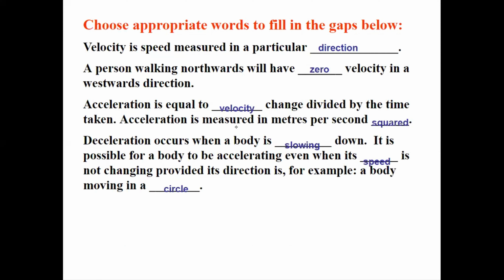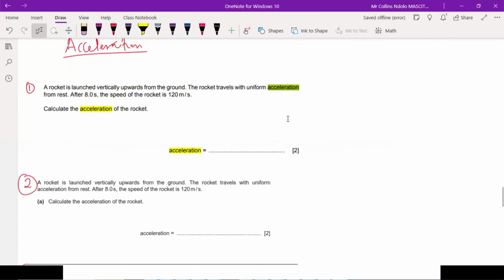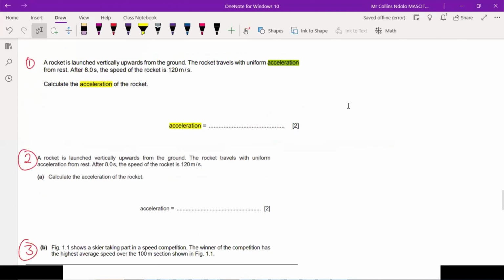So now, that is the end of understanding acceleration. I want to take you through the past paper questions, what they really ask in the examination. So here is question number 1.